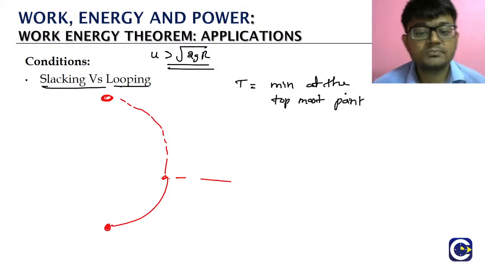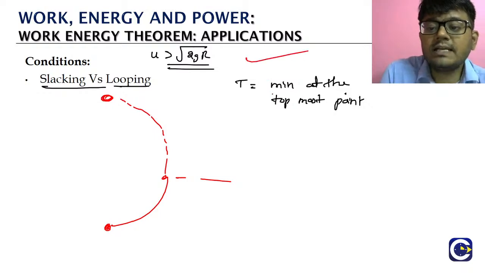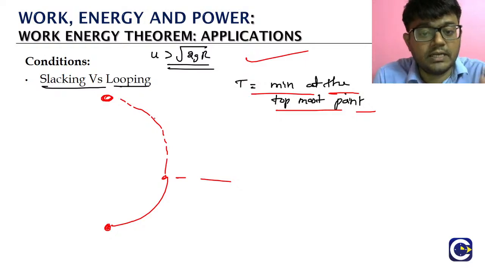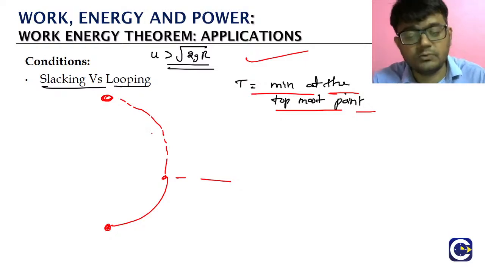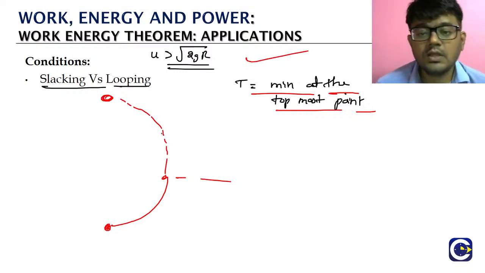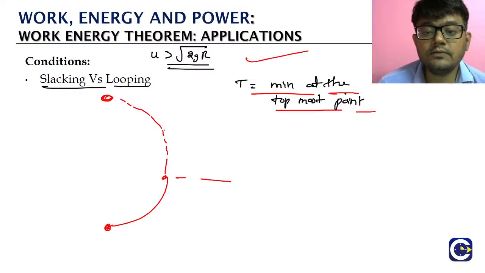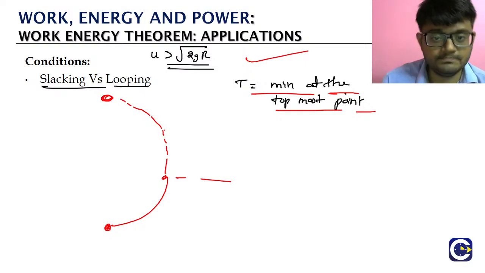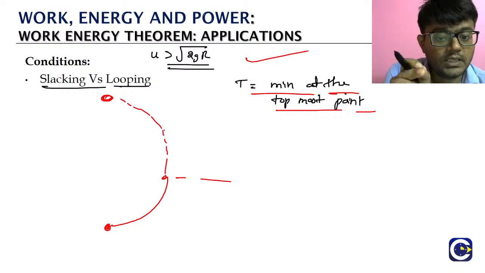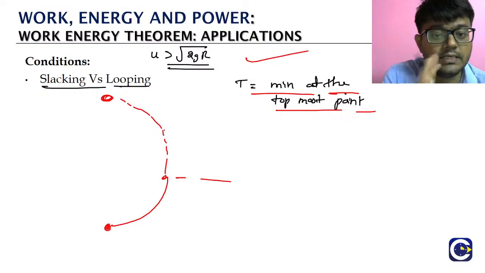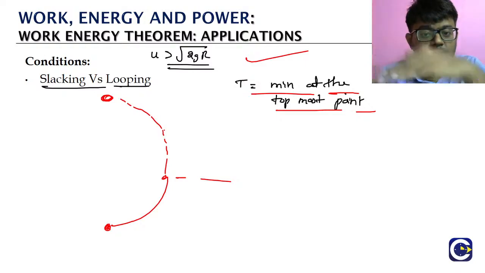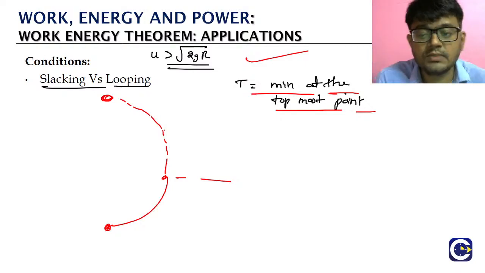Look here, what is the condition for the slacking? Tension at that particular location should become what? 0. Then what happens? The object will leave the circular motion and come out. So we will look at the condition for the looping. Once it crosses the horizontal point, tension should never become 0.